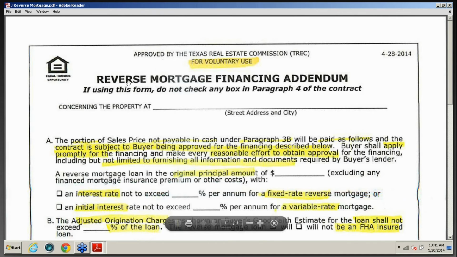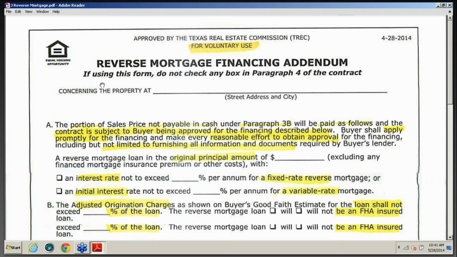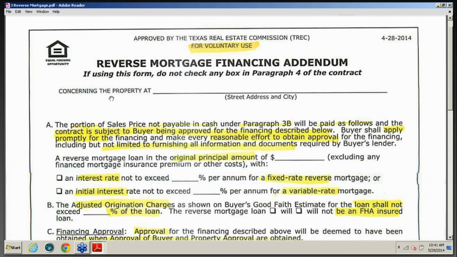Reverse mortgage. Now, I'm going to just say this about reverse mortgage. You actually have a webinar that MetroTex has on their live webinar site that you can watch, and it will give you some questions that will answer anything that you want to know about reverse mortgage. Also, contact your lender. Find out from your lender what all this entails.